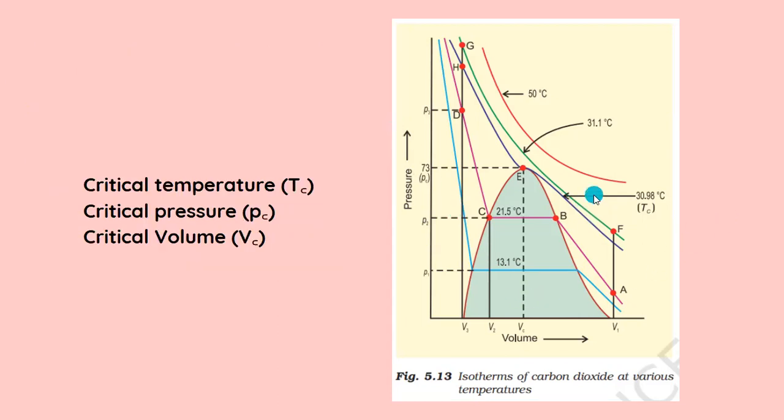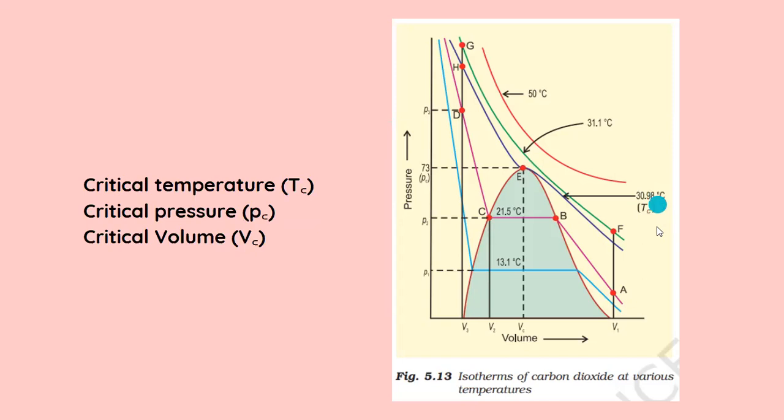Now, that's why we talked about the critical temperature, pressure, and volume. Critical temperature is the temperature above which a gas cannot be liquefied, no matter how much the pressure is. Critical pressure is the pressure which is added to the gas to liquefy it at critical temperature, and critical volume is going to be the volume of 1 mole of gas at conditions of critical temperature and pressure.